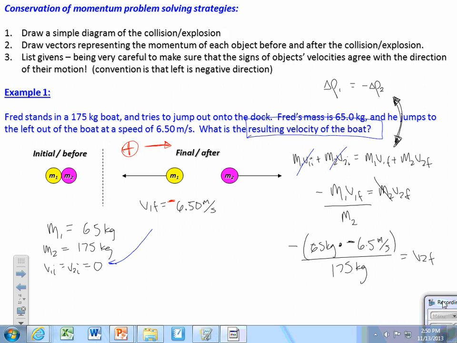So that's whatever it is. Let's see, 65 times 6.5 over 175, 2.4. Now notice we get a positive. V2 final is positive 2.41 meters per second. And since it's positive, I'll say to the right. Okay? All right, let's try another one.